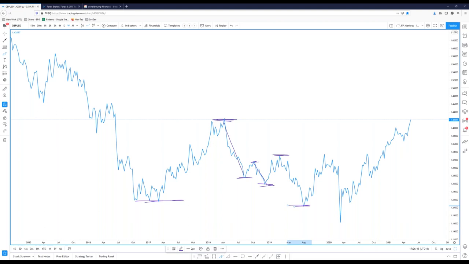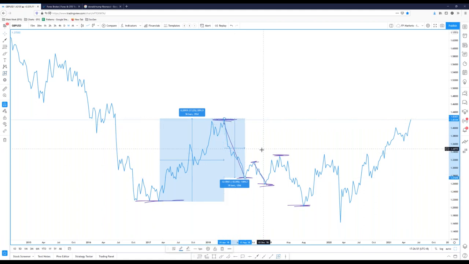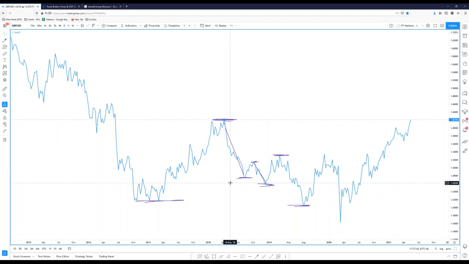So if you guys want to use a bit of estimation, you can measure the move. It's about 17% for this very big move. This drop down is about another 10%. So you're looking at anywhere from maybe around a 7% move to a 15% move, around that percentage move. But that is for pound dollar.